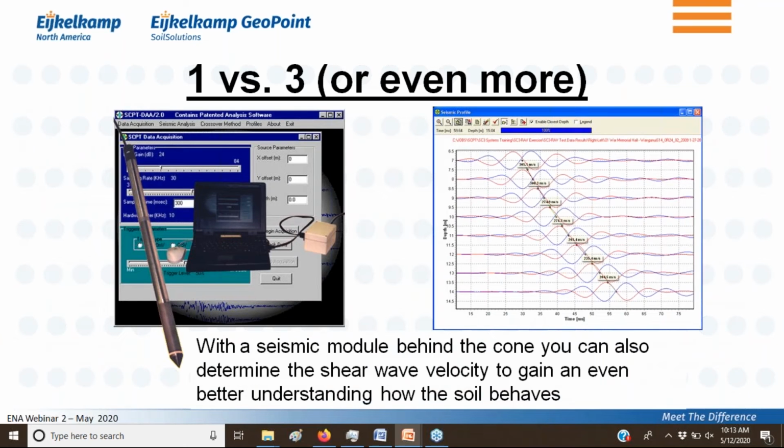But sometimes you can have even more than just 3. You can go to 4 if you add a seismic module behind your cone, and then you have the shear wave velocity as well. Yet another parameter to understand how the soil behaves and therefore get a better characterization of the interaction between the soil and the foundation. So that's the first aspect, 1 versus 3.